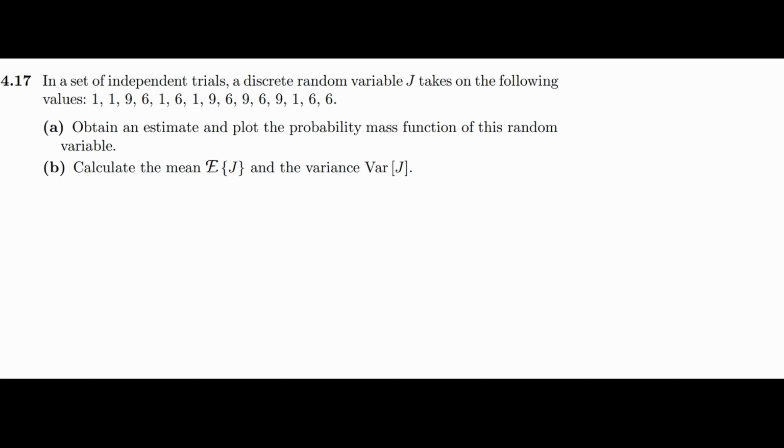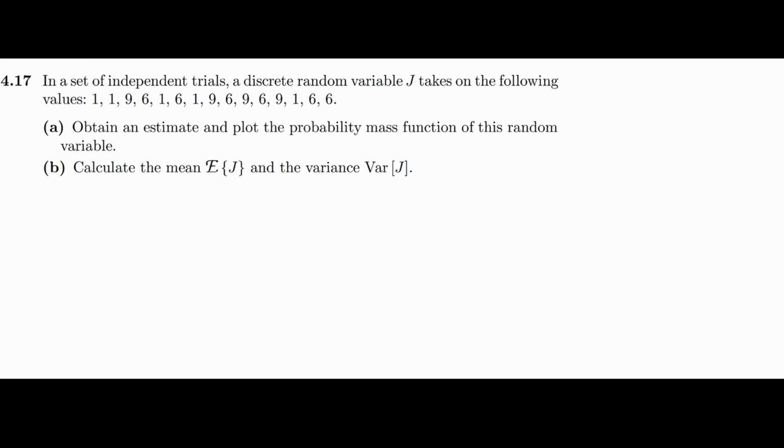In a set of independent trials, a discrete random variable J takes on the following values. Your values might be different, but if you're going off the example from the book, it'll be the same. So this is what we're going to look at. We want to obtain an estimate and plot the probability mass function of this random variable, and then we want to calculate the mean E[J] and the variance Var[J].